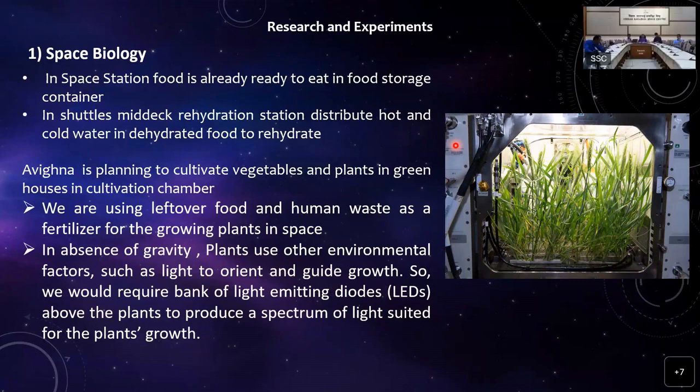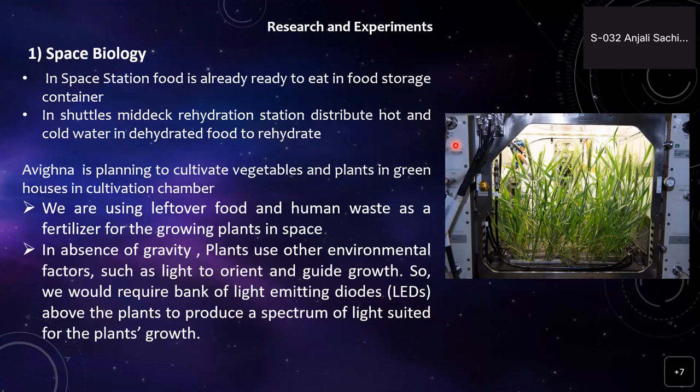We know that food is one of the most essential needs for human beings to survive. So in the space station, food is delivered, and food is already present there in the space station. So we can use a rehydration station to distribute hot and cold water and dehydrated food to rehydrate it.